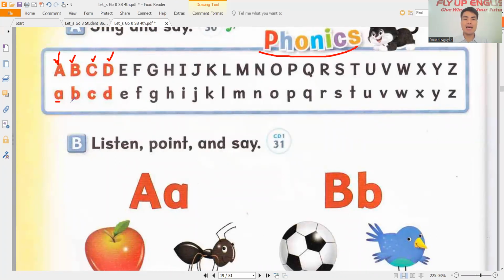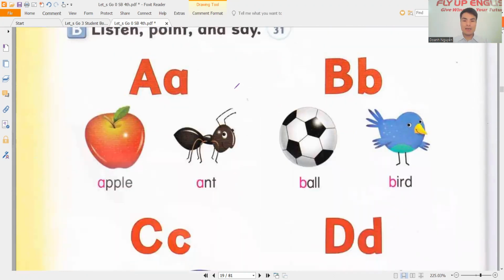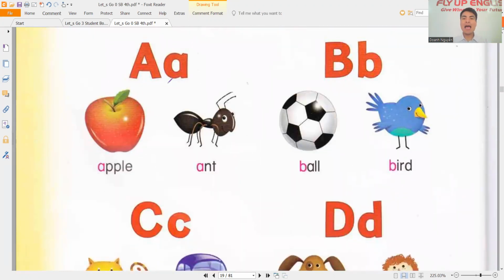Letter B sound. Letter C sound. Letter D sound D. Okay, right. Letter A sound A. Thế để cho mình tập trung vào âm được chưa? A. Apple. Apple, and apple, apple.